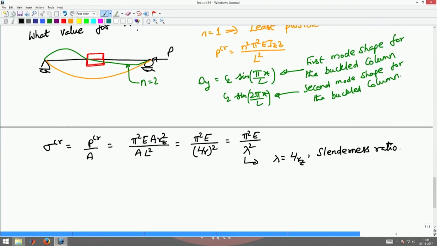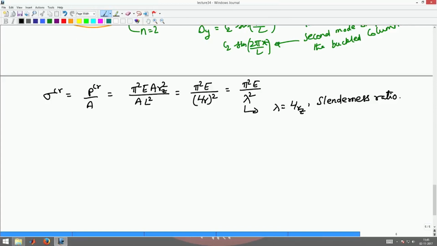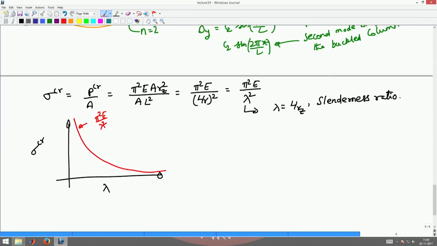Now, let us plot this sigma critical as a function of slenderness ratio lambda, okay. Now, this will look like a curve as shown here, okay. As lambda tends to infinity, the stress will go to 0, as lambda tends to 0, the stress will go to infinity, okay. So, basically this is how the relationship between sigma critical and slenderness ratio is. This is given by pi squared E by lambda squared, okay. This is how the ratio is.